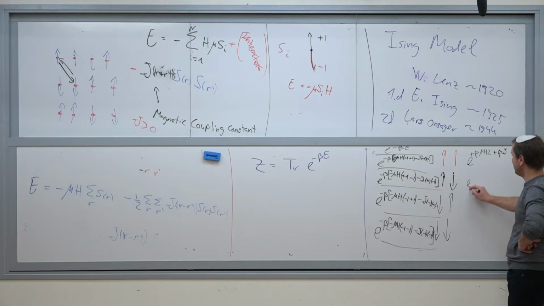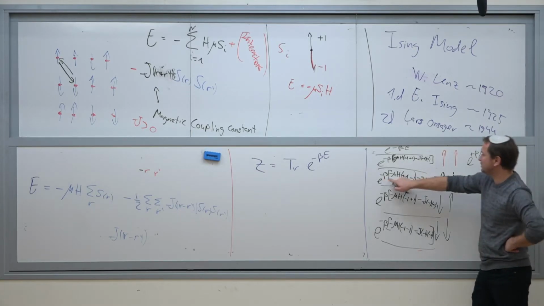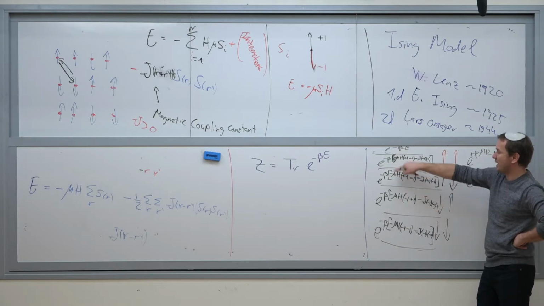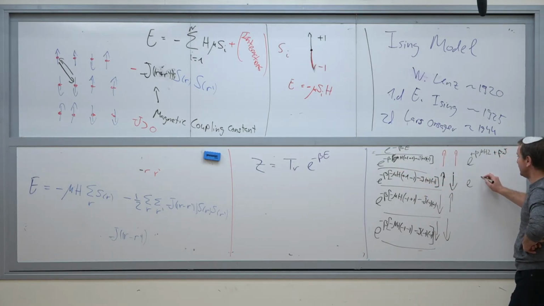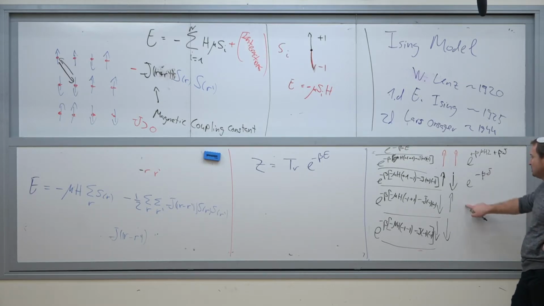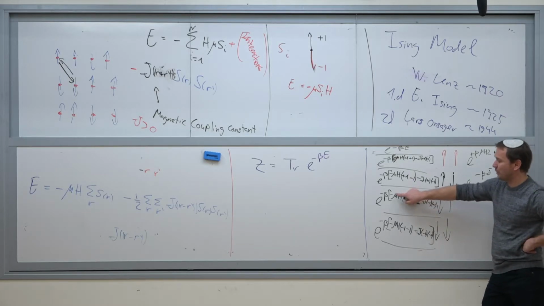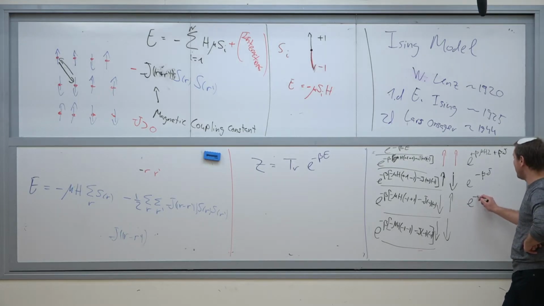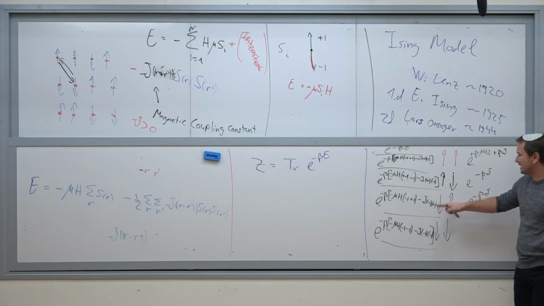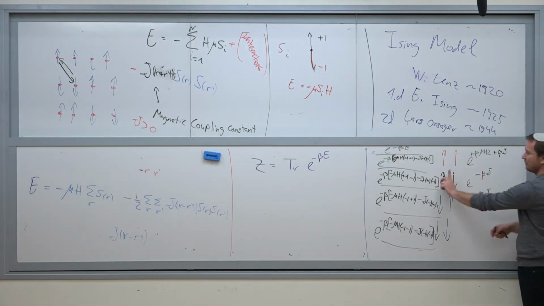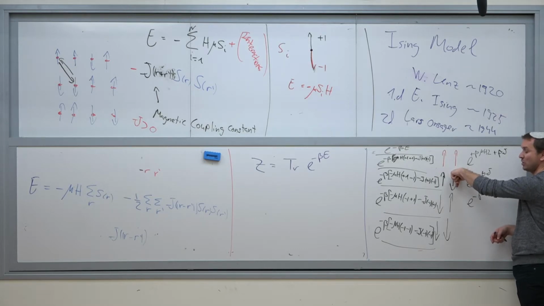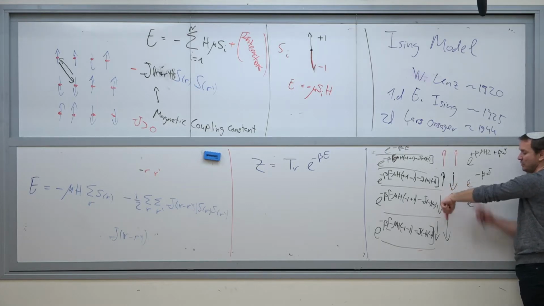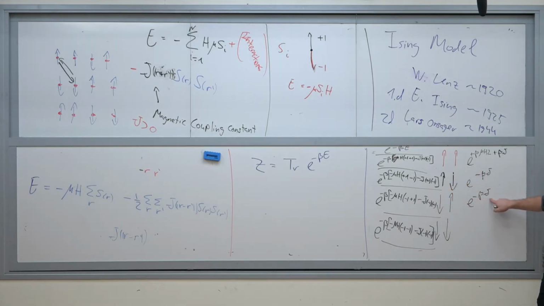This one gives us e to the power of minus beta times plus 1 minus 1 is 0, so I don't have this term. I only have minus beta j. This term, again, minus 1 plus 1 is 0, so I don't have a contribution from the external field. I have only e to the power minus beta j. It's exactly the same as this one. This is the symmetry. If this one is up and this one is down, the Boltzmann factor is exactly the same as when this one is down and this one is up. It's only e to the power minus beta j.